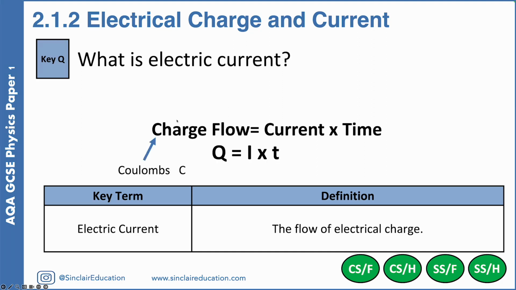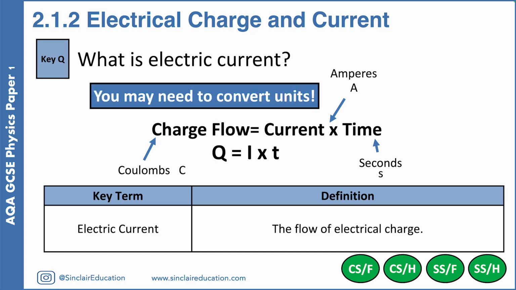Our units will be coulombs or C for our charge flow. Current is in amps or A, and time with electricity will be measured in seconds. Be prepared that there may be some unit conversions in this. So be really vigilant when you're looking at exam questions with how many marks you've been given, and always make sure you're highlighting those values and you're really clear on which values you've got, and double check each for is there a unit conversion that you need to do.